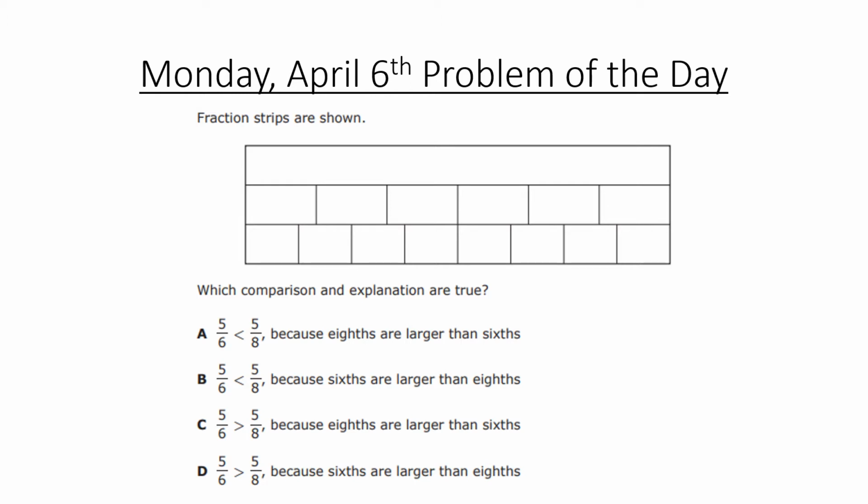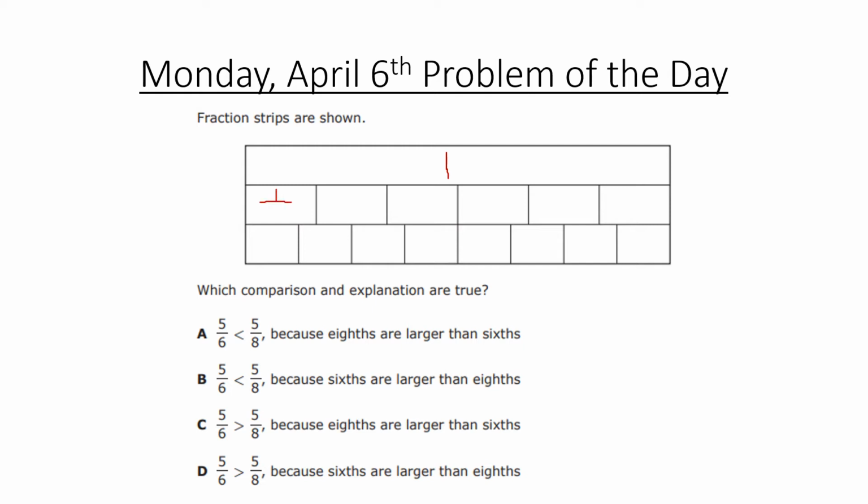Okay, so starting from the top, I see one large strip. So that means that is equal to 1. So I'm going to go ahead and put 1 there. Okay, on my second row, I have 1, 2, 3, 4, 5, 6. So there are 6 pieces in all. So each of my pieces is equal to 1 out of 6.